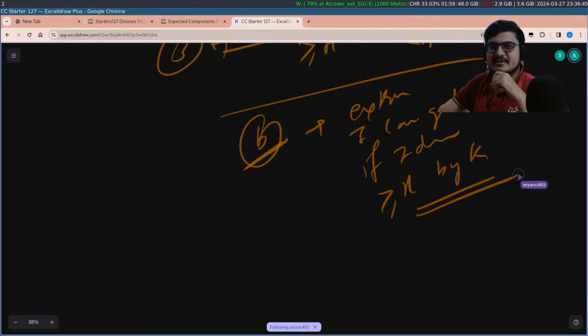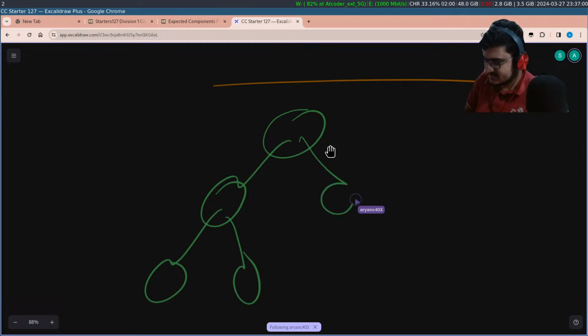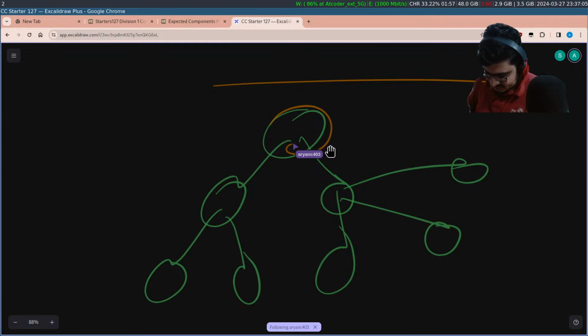So what the problem statement is asking us is, we are given a tree. This is how the tree looks, and some of the vertices here are painted black. Let's call it orange because my background is green.